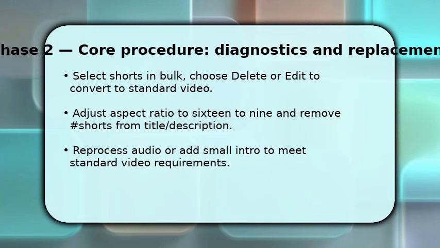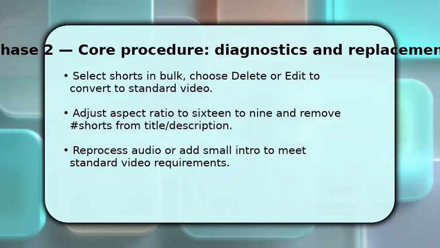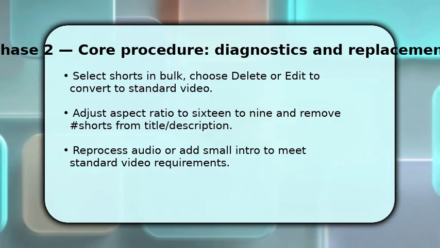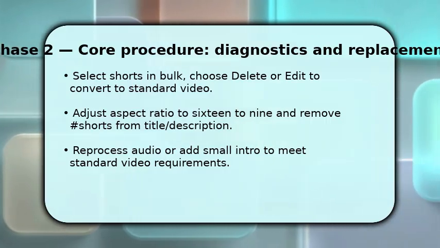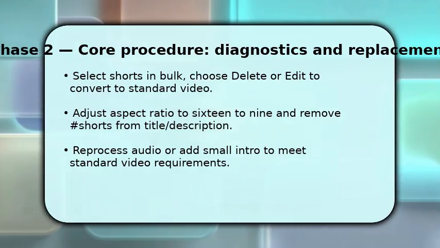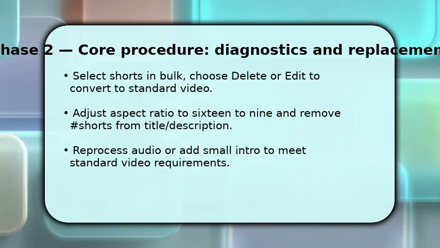Now, remove or convert the shorts you backed up. Select multiple items and choose Delete if you want them gone, or Edit to convert. Change the aspect ratio towards 16:9 and remove the hash shorts tag from titles and descriptions. Once done, reprocess the audio or add a short intro so the platform treats it as a regular video.